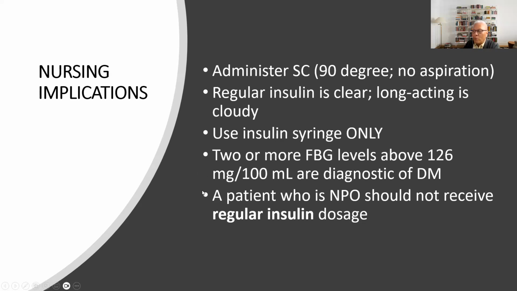And of course, 2 or more fasting blood glucose levels above 126 are diagnostic of diabetes mellitus, and a patient who is NPO should not receive a regular insulin dose. However, they can continue to receive your insulin that is going to have no peak at all. So the basal insulin can be continued on patients who are NPO.